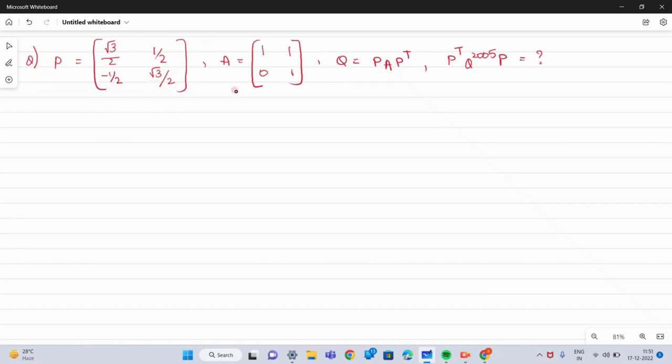In this question, P matrix is given, A matrix is given, and a relation Q is given. We need to find this value.